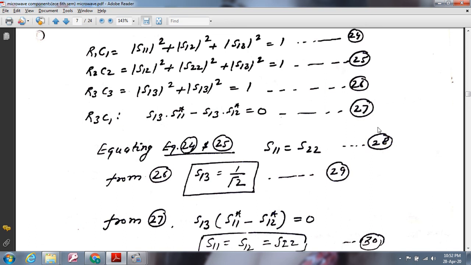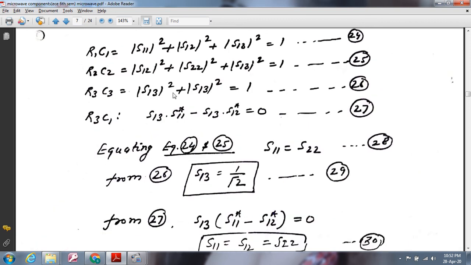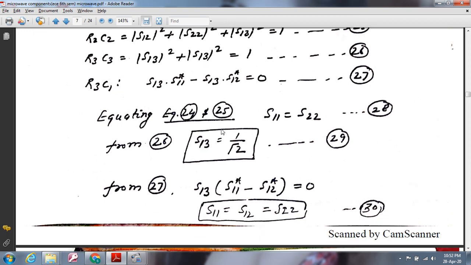This is the 28th equation. Now from equation number 26, we can say S11 square plus S13 square plus S13 square equals 1, or twice S13 square equals 1, or S13 will be 1 by root 2. This is equation number 29.